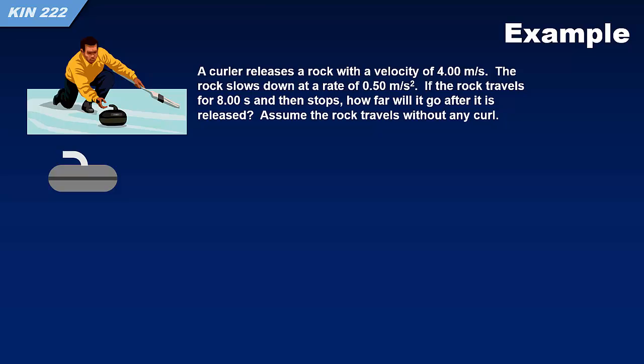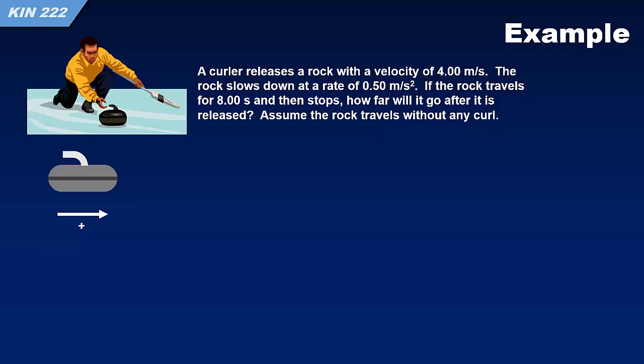So we do need to say what's positive and negative. For this problem, I'm going to say that positive is down the sheet of ice, in the direction that the rock was released. The next step when you have a problem like this is to decide what your initial and final conditions are. What time points are the start and the end of the problem?